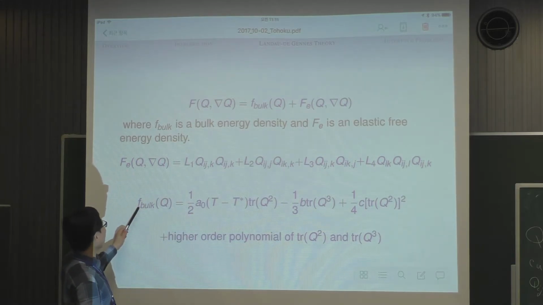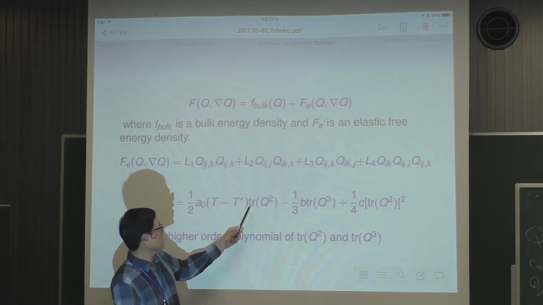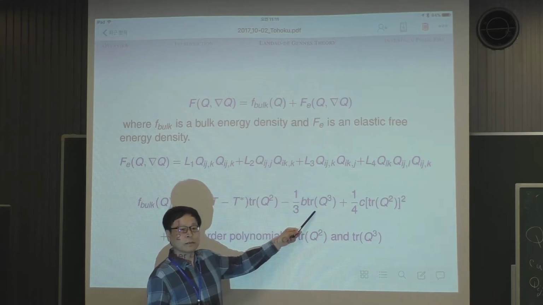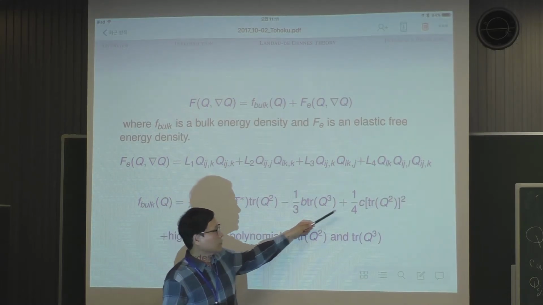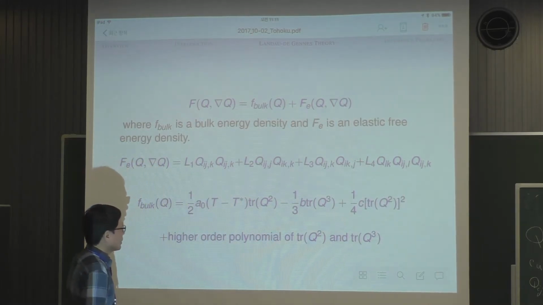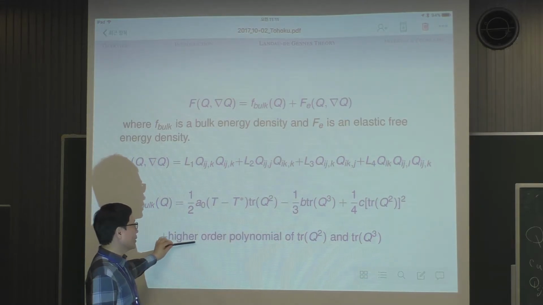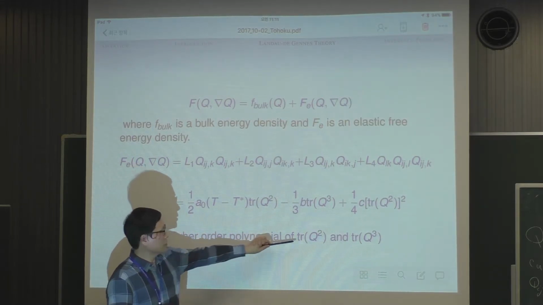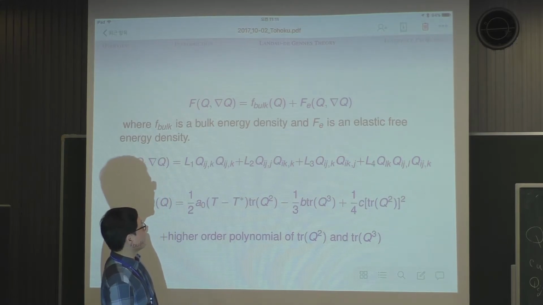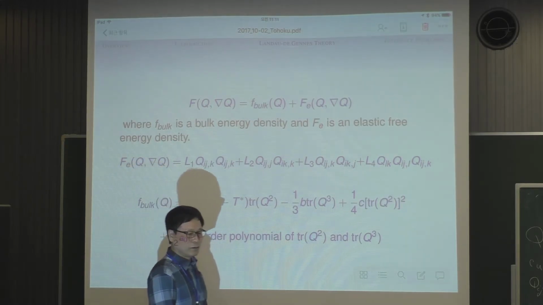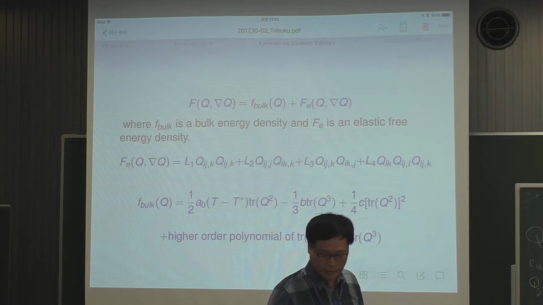And also the F bulk energy is a function of trace Q squared and trace Q cubed. So you have this type of function. And then you have more higher order polynomials in terms of these two. These are the very classical Landau-de Gennes energies.